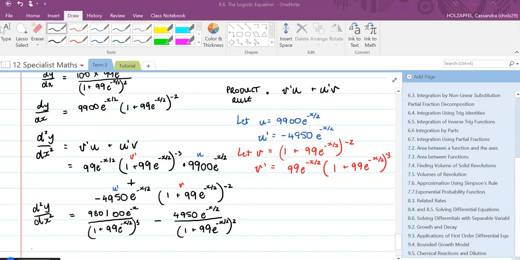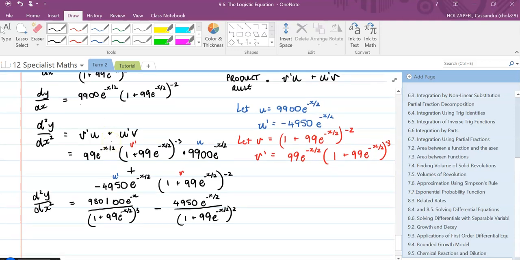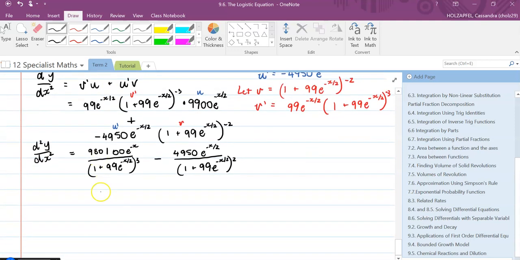Like I said before, I've used my product rule where this equation here is equal to my u and this equation here was equal to my v. And v prime u plus u prime v is going to be equal to that next derivative. So lastly, let's go ahead and simplify this. I think I can do that by making these denominators the same and simplifying that way.